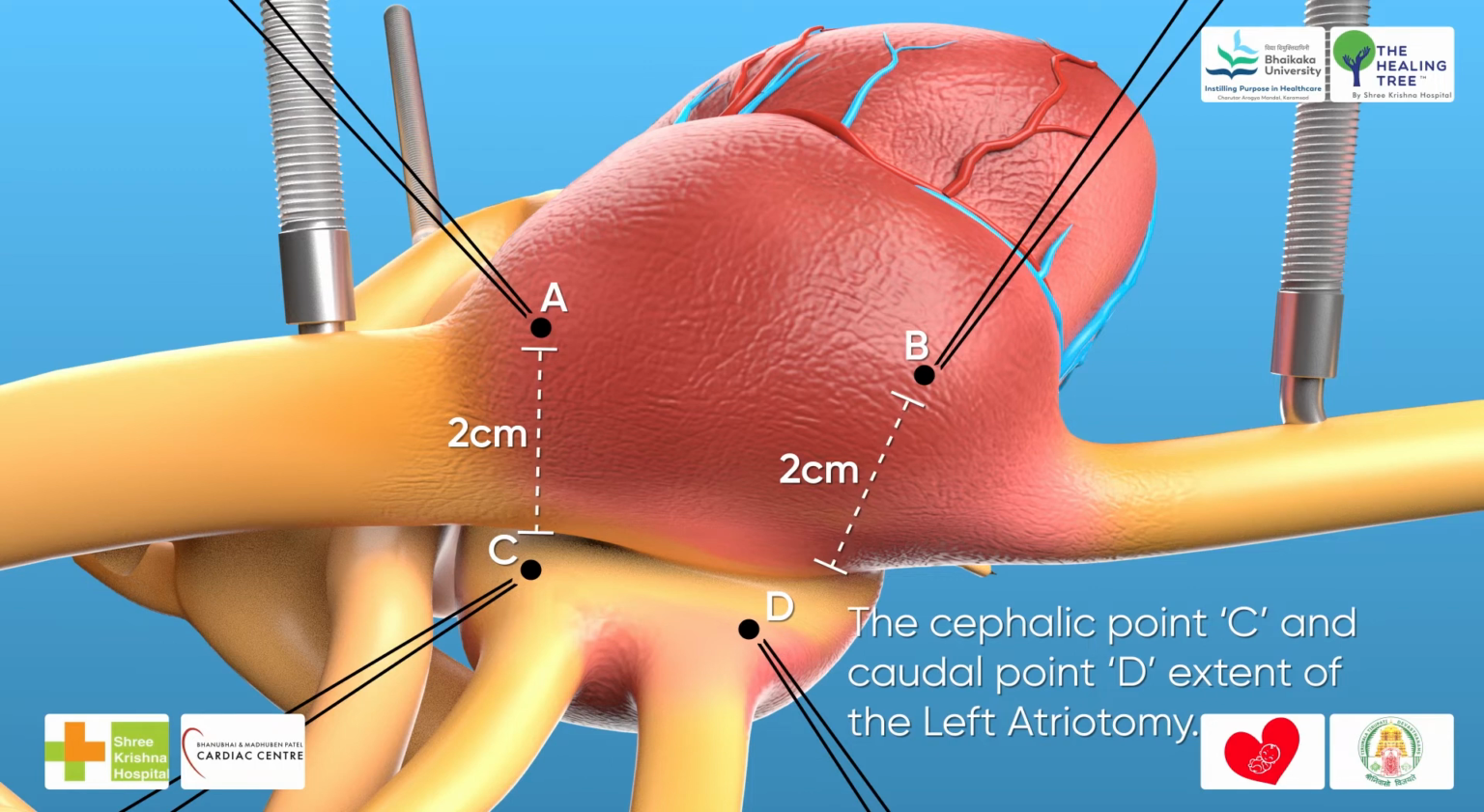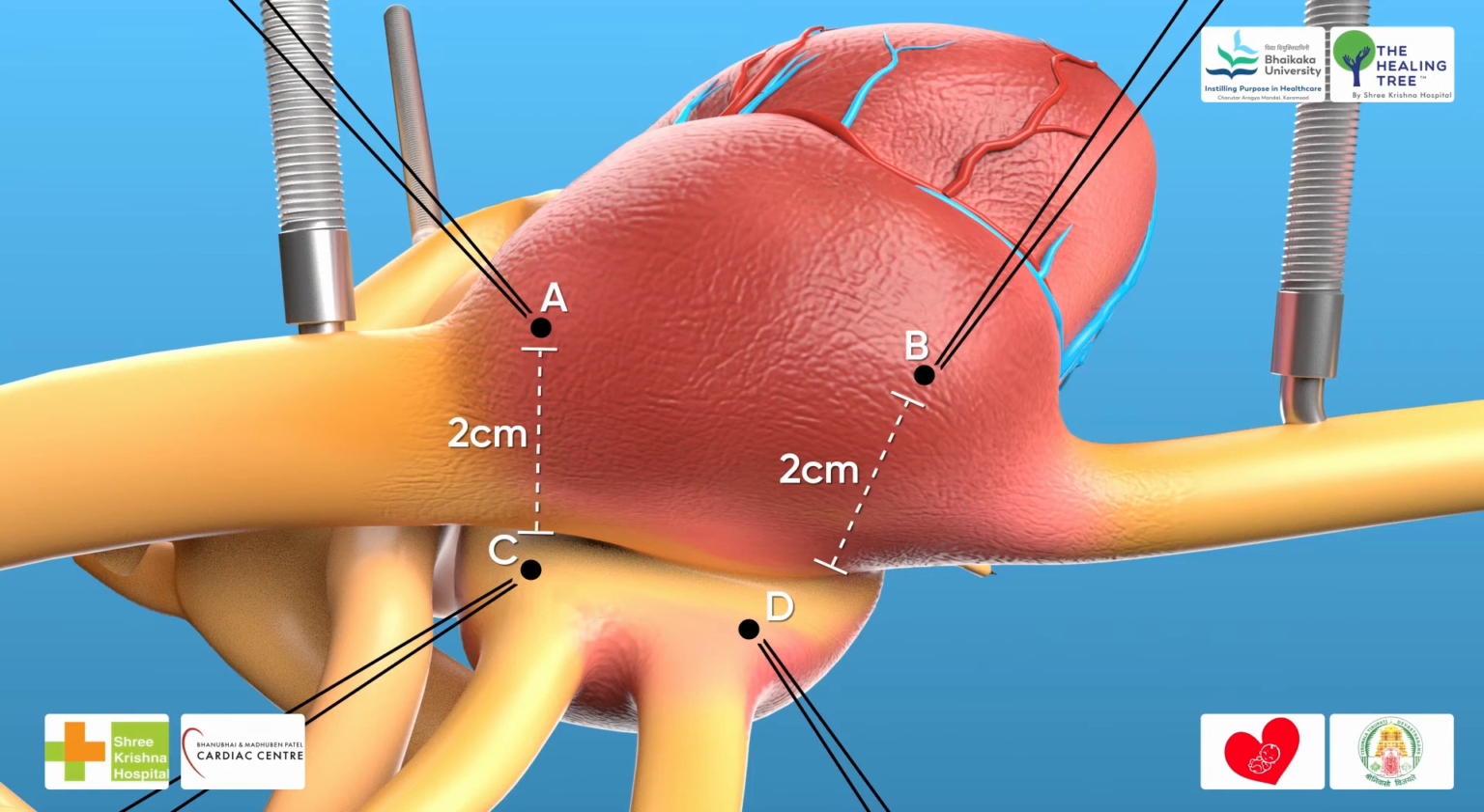3. Marking 6/0 Prolene suture, point B, is placed cephalad from the junction of the IVC and the right atrium at a minimal distance of 15 millimeters, which is equal to 2/3 of the circumference of the IVC. This point B defines the inferior extent of the right atrial incision.